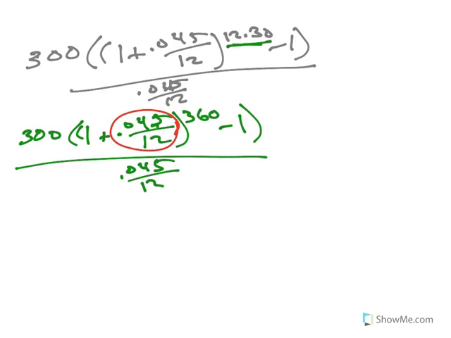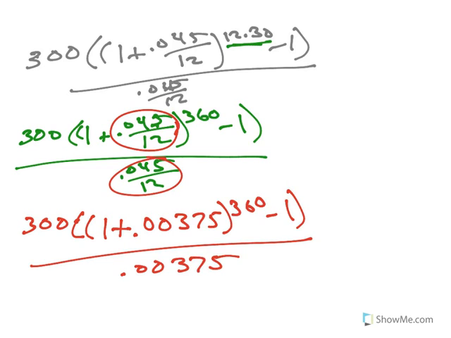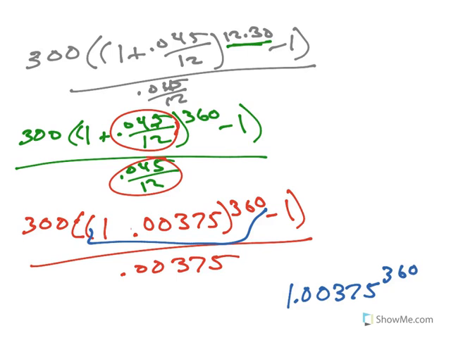If you take 0.045 divided by 12, which is here twice, you get a nice answer. So 300 times 1 plus 0.00375 raised to the 360, minus 1, over 0.00375. Now, I'm going to do this inside right here. I'm going to add these together, and when I do that, I just get 1.00375. So I'm just adding 1, right? But now I have to take this to the 360 power. So we're taking 1.00375 raised to the 360th power.